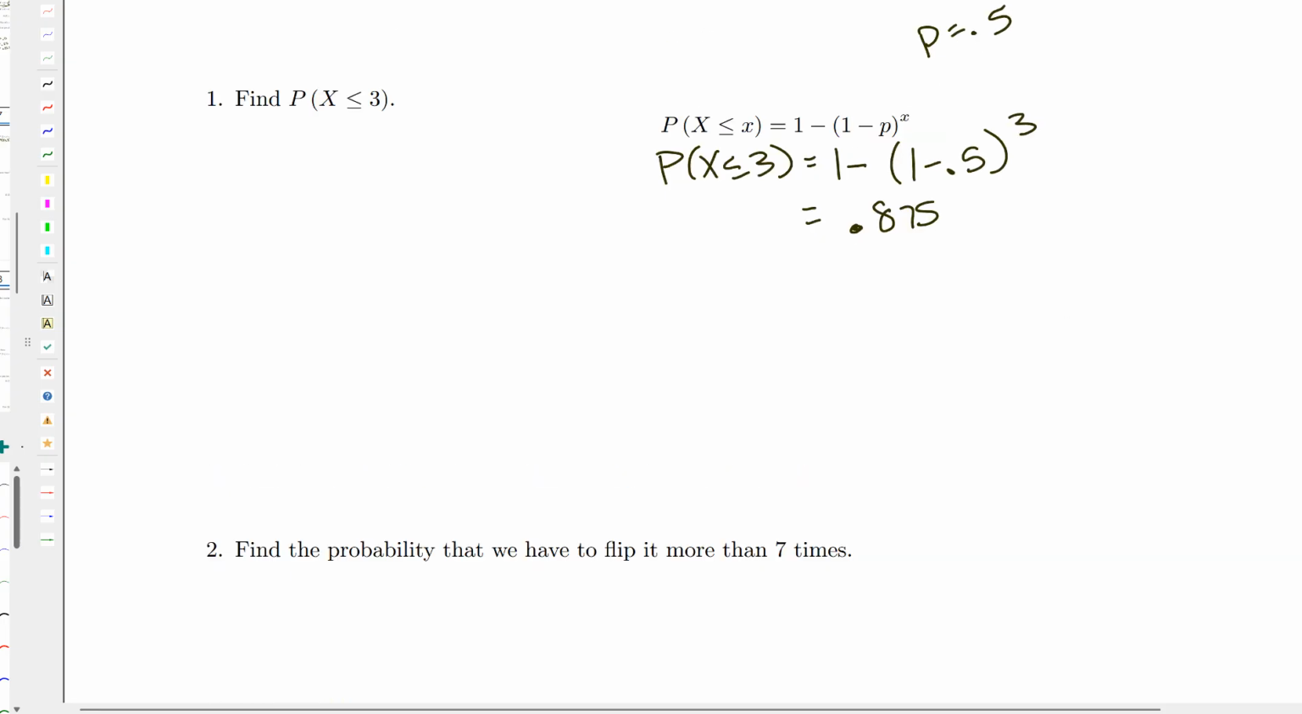What about the probability that we have to flip it more than 7 times? Now this one is deceptively complicated.